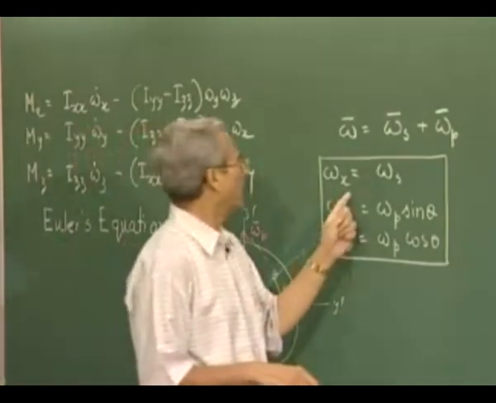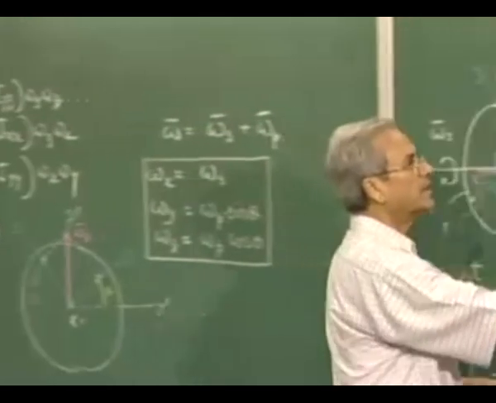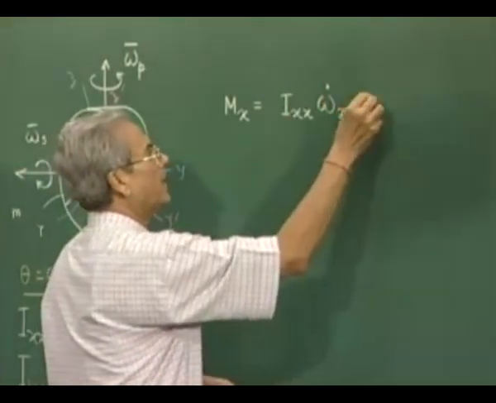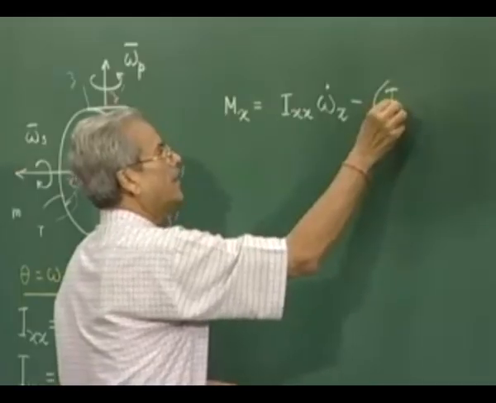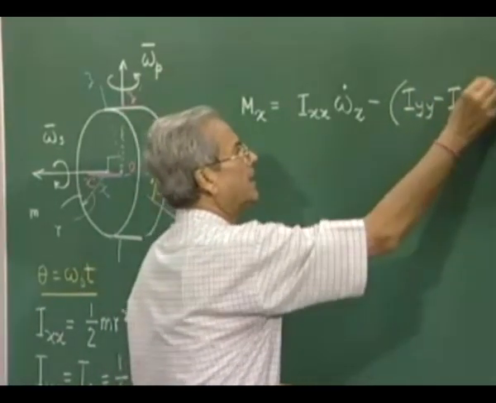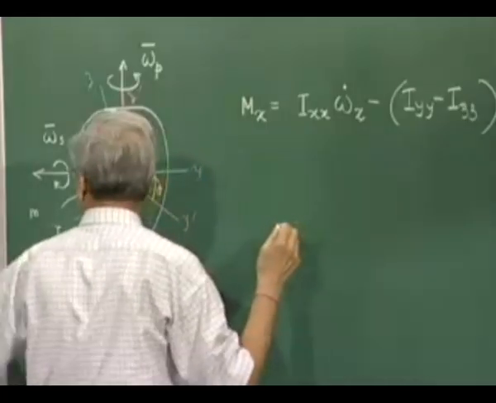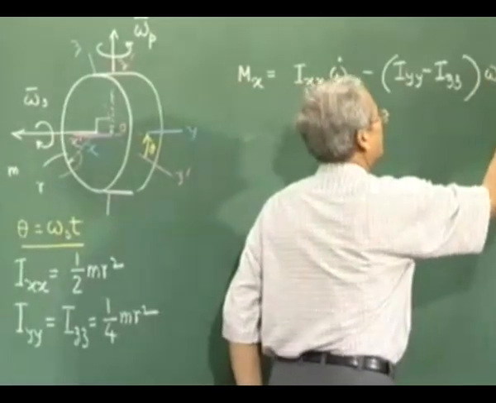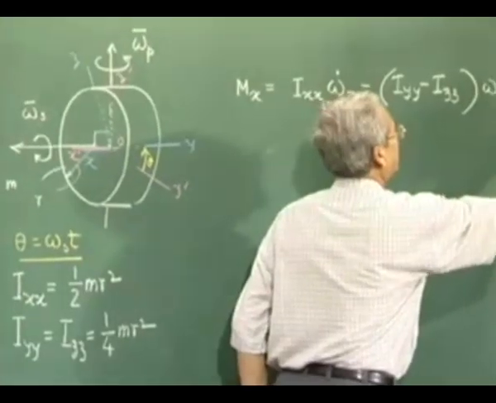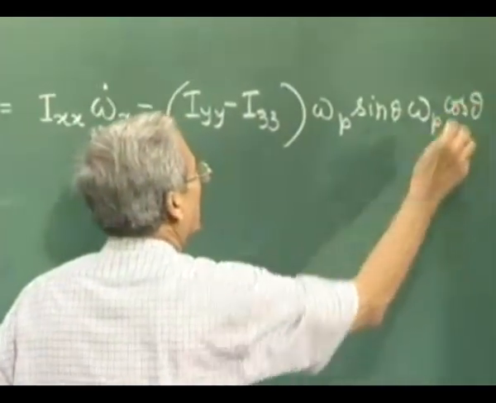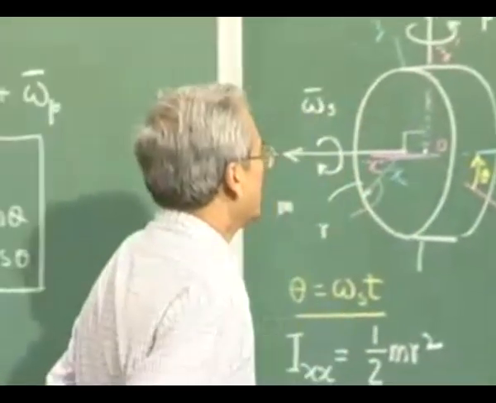So now omega x dot is, minus Iyy minus Izz, omega y is omega p sin theta and omega z is omega p cos theta. That is the first equation.